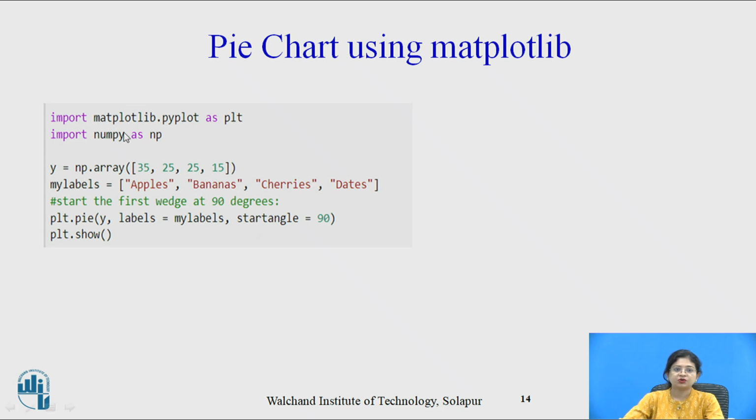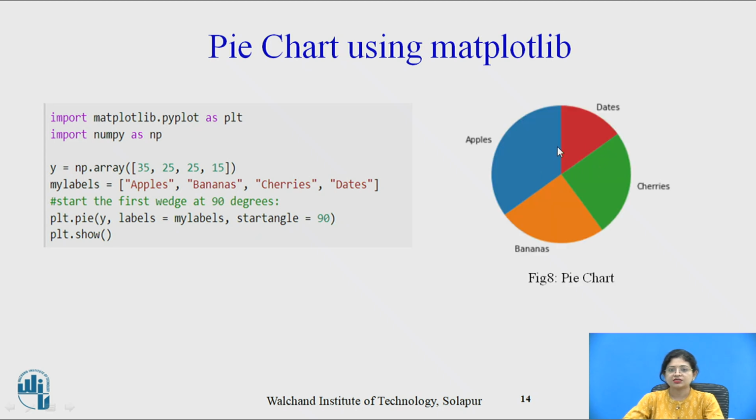So, here I have imported two libraries, then y equal to np.array of the numbers, then my labels equal to the names of the fruits: apple, banana, cherries and dates. Then if I want to show the wedge at 90 degrees, I have to use startangle equal to 90. So what it will show, look here, the wedge starts from 90 degrees, and after that it shows the labels, that is apple, banana, then cherries and dates. Okay. So, with the help of the plt.pie function we can draw the pie chart.